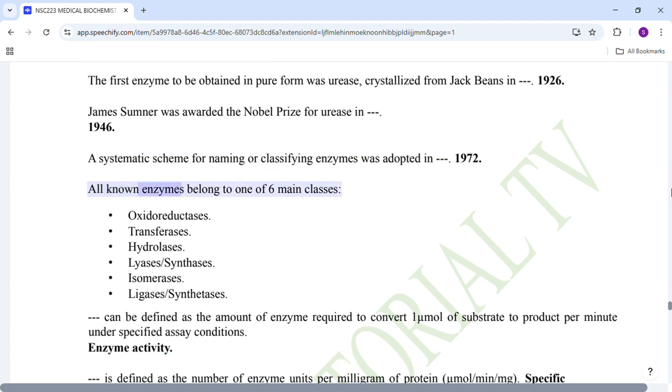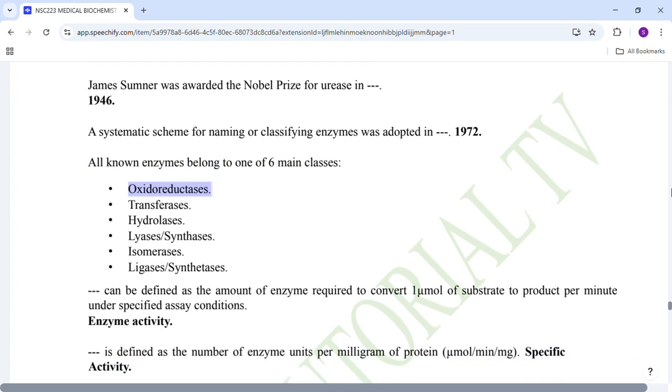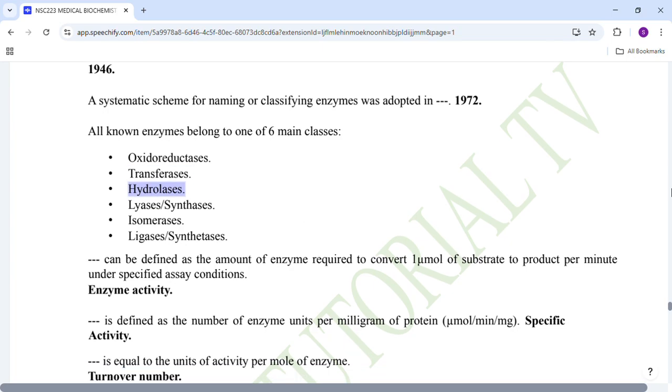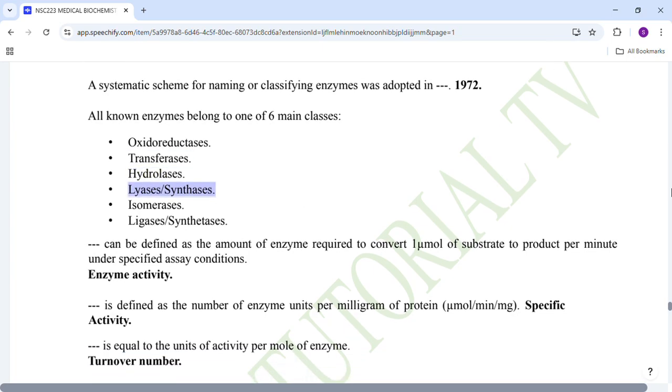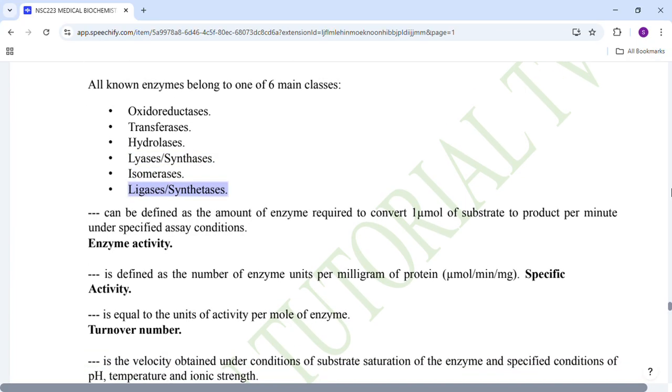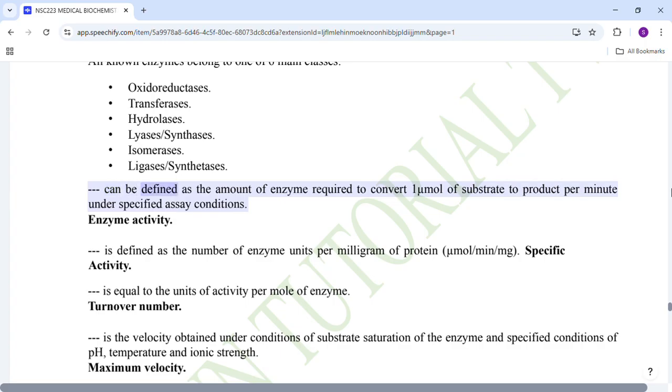A systematic scheme for naming or classifying enzymes was adopted in dash dash. 1972. All known enzymes belong to one of six main classes: oxidoreductases, transferases, hydrolases, lyases/synthases, isomerases, ligases/synthetases. Dash can be defined as the amount of enzyme required to convert 1 micromole of substrate to product per minute under specified assay conditions.